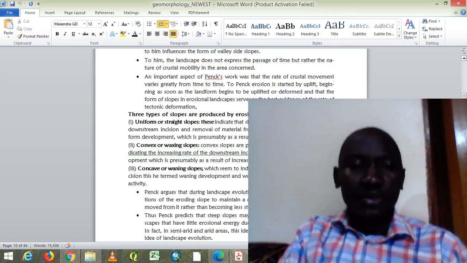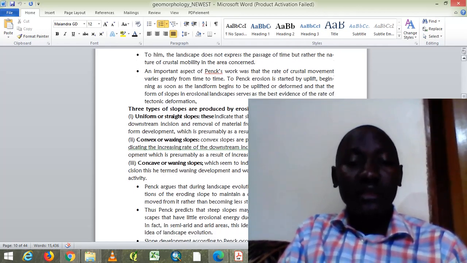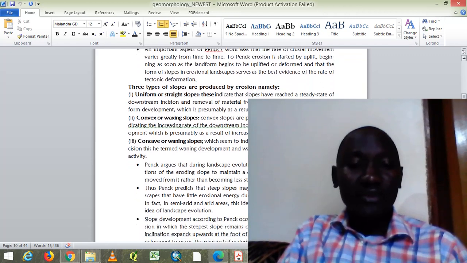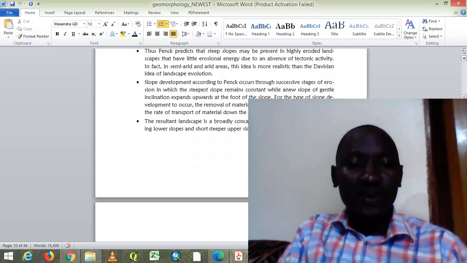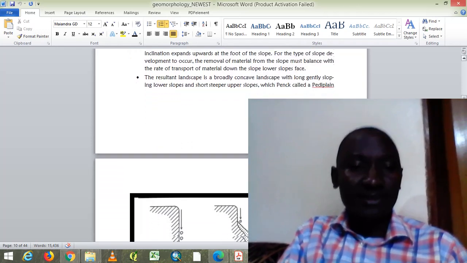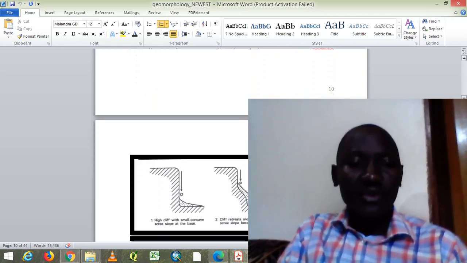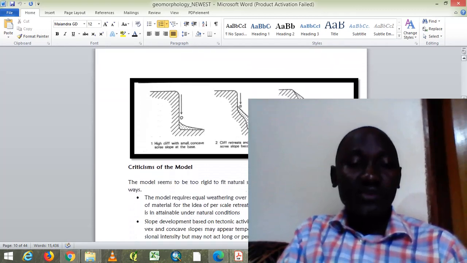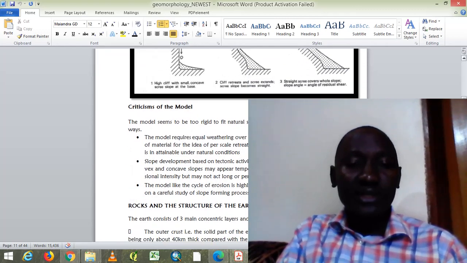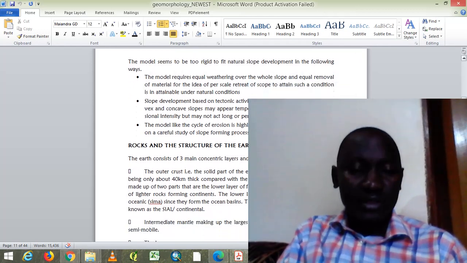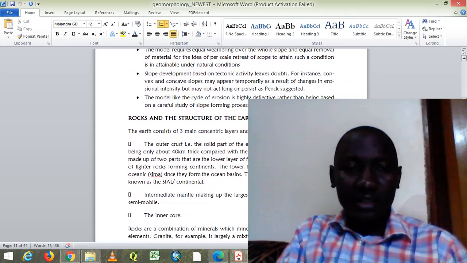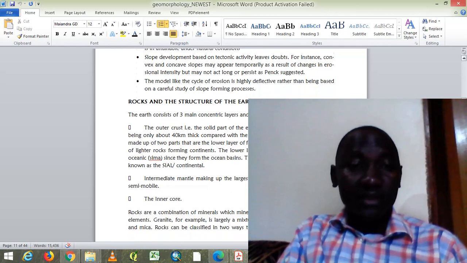So you also read about Walter Penck, and the three types of slopes that are produced by erosion as put forward by Penck: uniform and straight slopes, convex or waxing slopes, and concave or waning slopes. All these result from erosion as far as Walter Penck is concerned. So this part is going to be self-study. Maybe I'll send you some questions to cater for that.